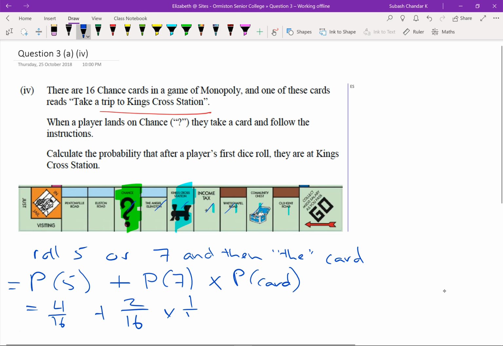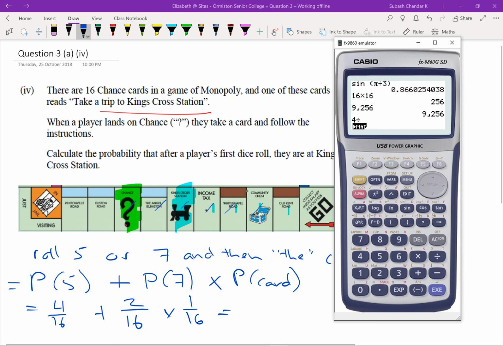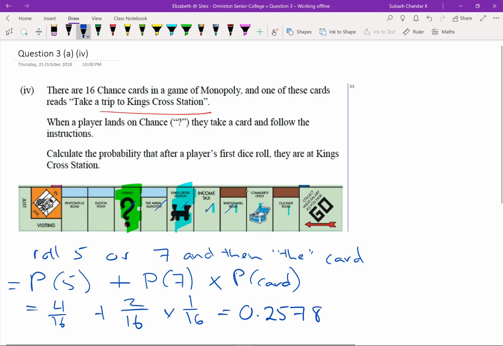So now we need to grab our trusty calculator. And we're going to do 4 on 16 plus 2 on 16 times 1 on 16. And that's giving me the decimal, which is fine, 0.2578. And with probabilities, I tend to go to 4 decimal places. It's a really good habit to fall into. Or percentages, 2 decimal places.